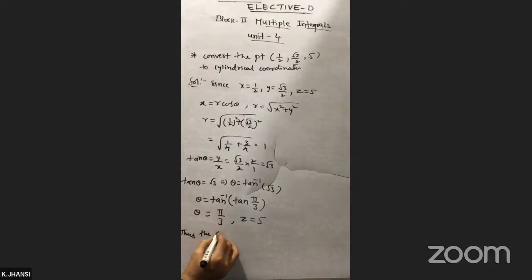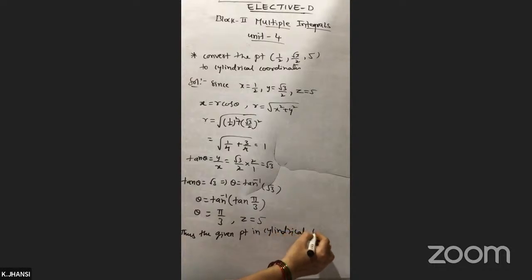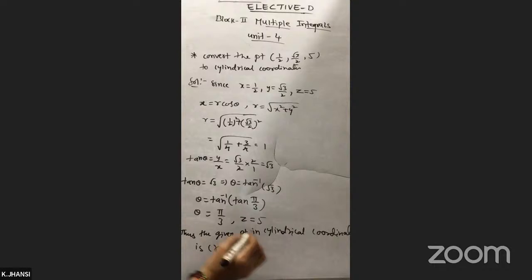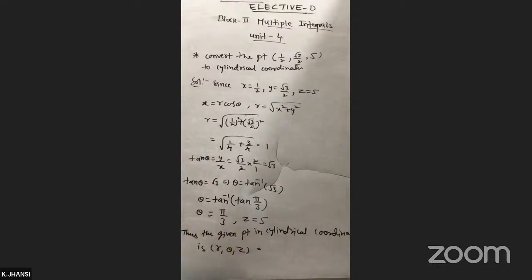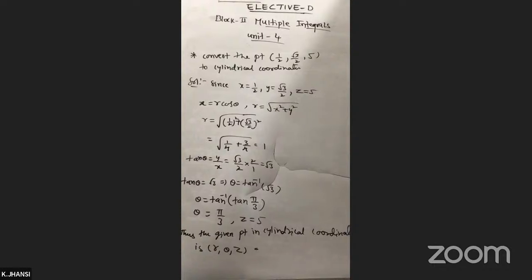Thus the given point in cylindrical coordinates is r comma theta comma z. So what is the r value? R value is 1. Theta value is pi by 3. And z value is 5. Okay. So like this, we have to solve the problem.